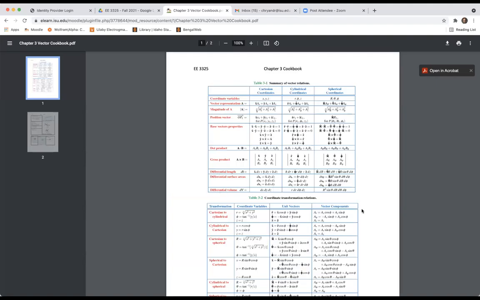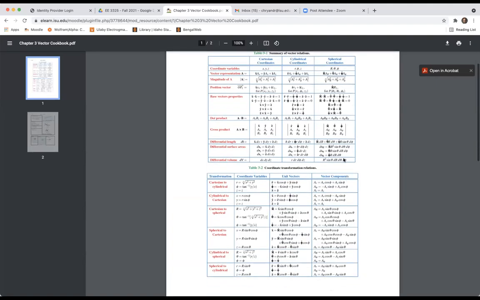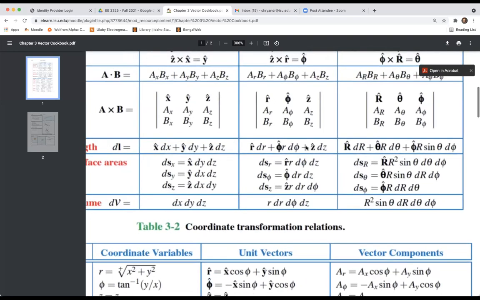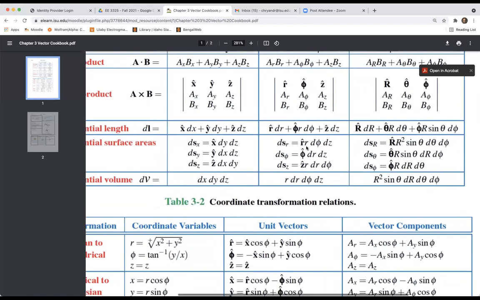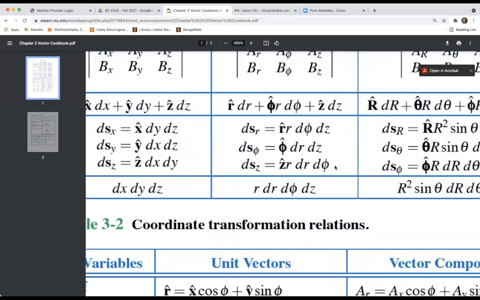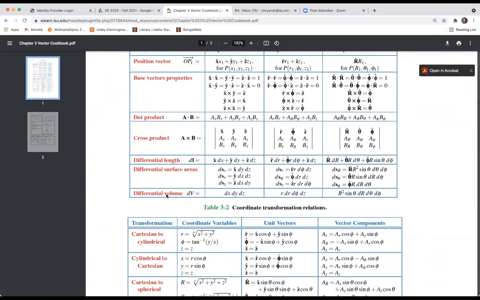But if we go to this cookbook, I can see here I have a set of differential surface areas that I can choose from. These are the possibilities for the cylindrical coordinate system, and these are the differential surface areas that we could use to solve the problem. So I just put them into the problem we're solving here.